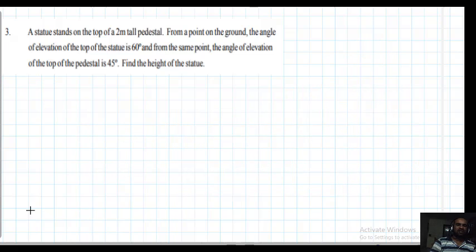Again I want to draw the diagram for that. Yeah students, this is the total. So I want to separate it. This is the statue, AB statue. This is the pedestal.